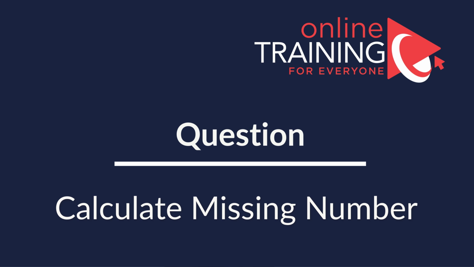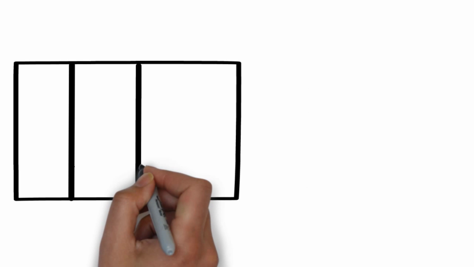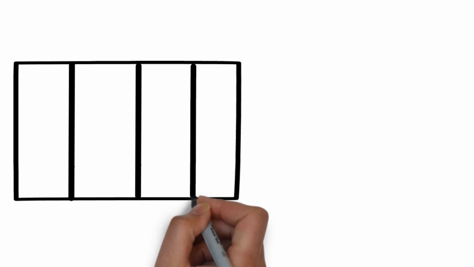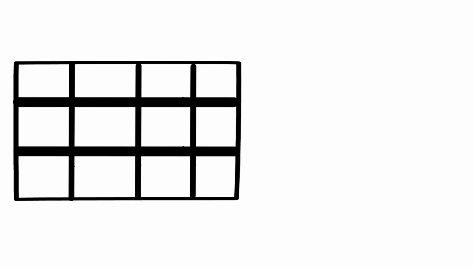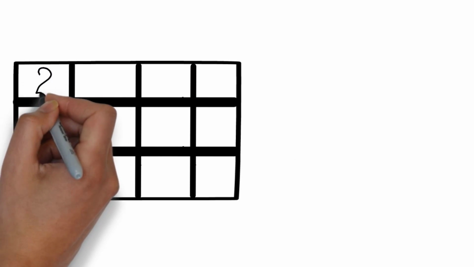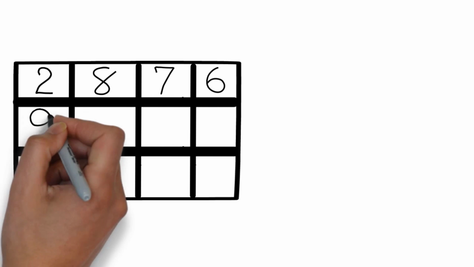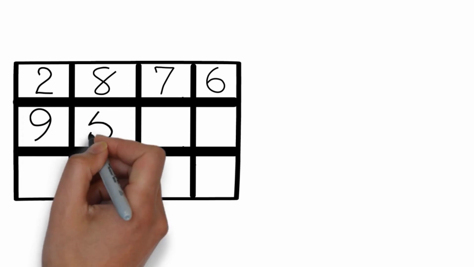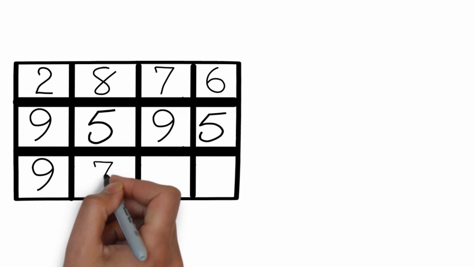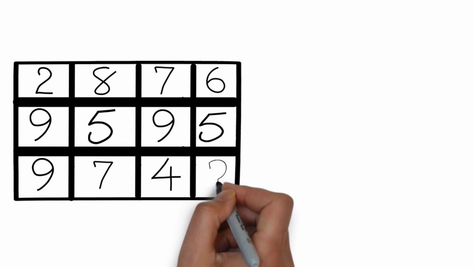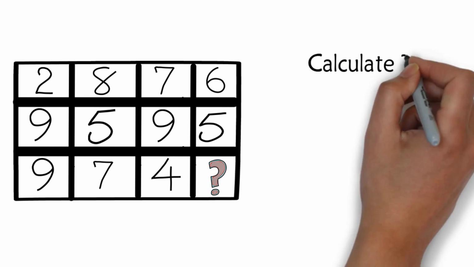Here's one of my favorite questions because it is very frequently used in a test. You're presented with the matrix, 4x3 matrix. Each cell in the matrix has numbers. For example, first row in the matrix has numbers 2, 8, 7, and 6. Second row has numbers 9, 5, 9, 5. And the third row has numbers 9, 7, 4, and one number in the bottom right corner is missing. And this is exactly what you need to calculate.